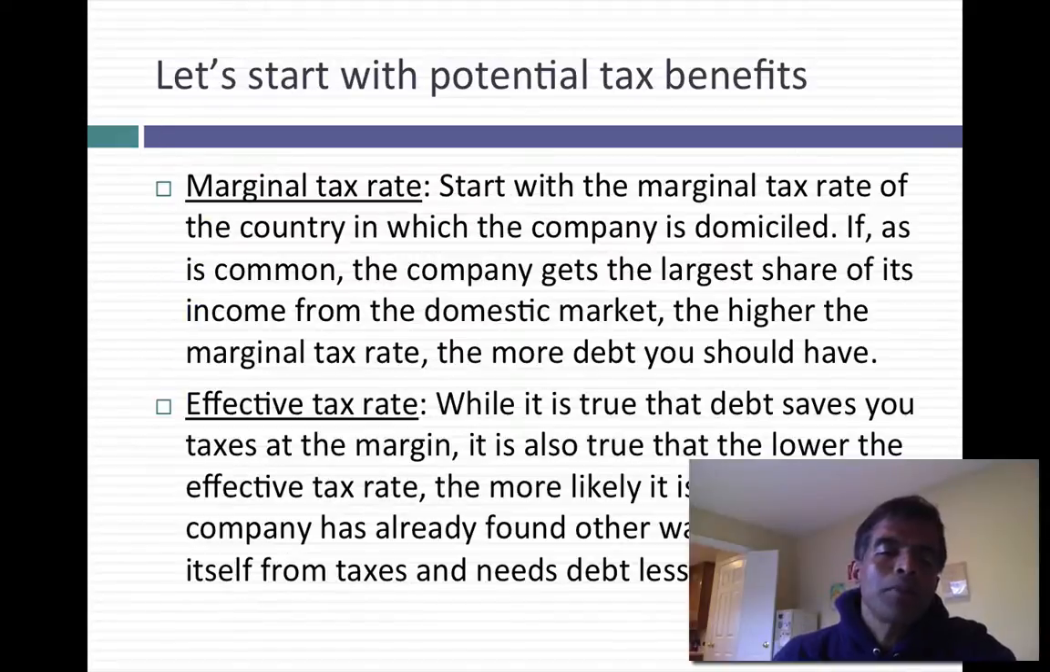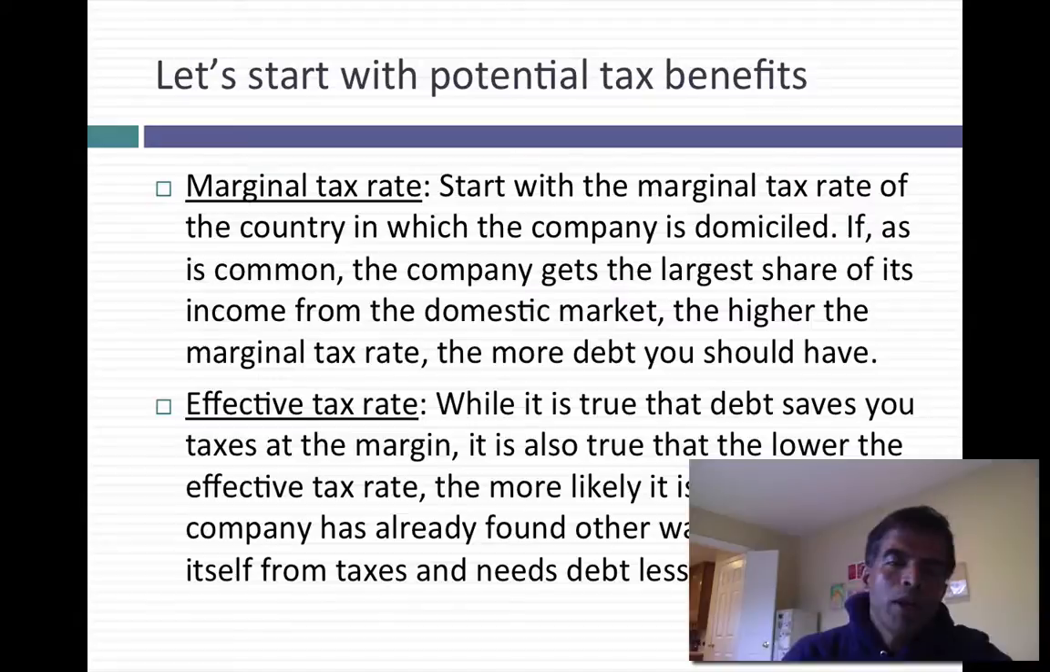So let's start the process. If you're looking at your firm and asking what the potential tax benefits from borrowing money are, the first thing to look at is the marginal tax rate of the country in which your company is domiciled. I know companies can be multinational, but I'm assuming the country in which you're domiciled is the one where you get the largest share of your income, and therefore you care about it more.